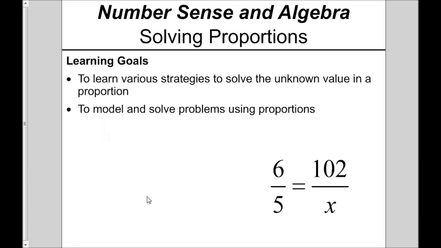Hi, this video is going to cover solving proportions. So the learning goals for this video are to learn various strategies to solve the unknown value in a proportion and also to model and solve problems using proportions.